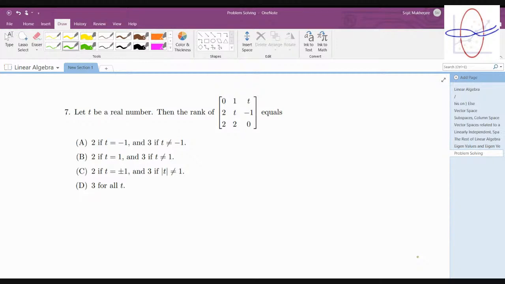Let t be a real number, and the rank of the matrix 0 2 2, 1 t 2, t minus 1 0 is equal to what? So how can you find the rank of this matrix? Any ideas? What is the quickest way? These are algorithmic problems, right? So what is the quickest way? What do you think? Any ideas?